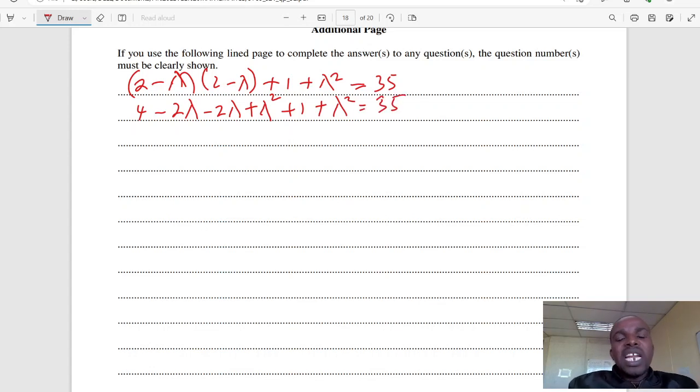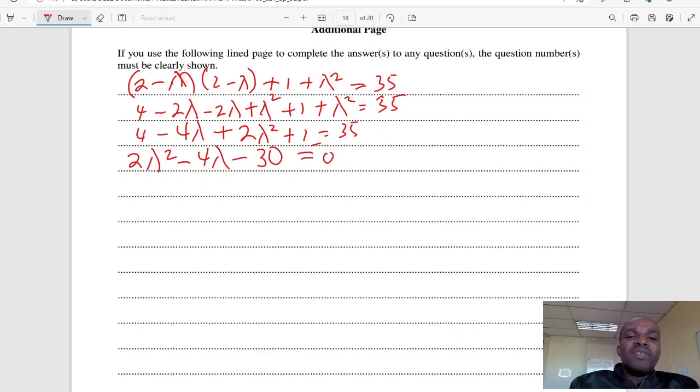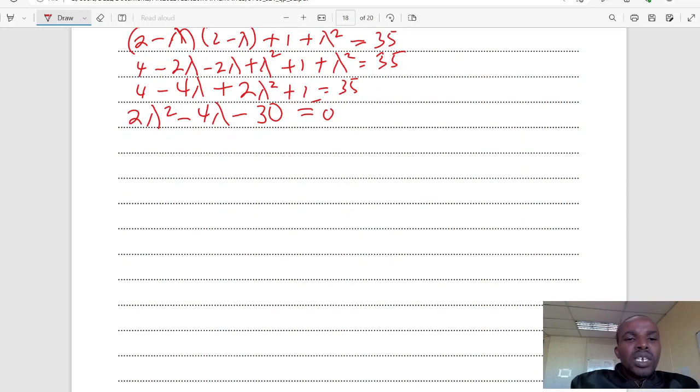Then minus 2 lambda and minus 2 lambda is actually minus 4 lambda. So it's 4 minus 4 lambda, then plus lambda squared and lambda squared is 2 lambda squared, then plus 1 is equal to 35. Then simplify this part. 4 plus 1 is 5. Let me start with 2 lambda squared, then minus 4 lambda, then 5, and from 35 it will be minus 30, equals 0. Then divide everything by 2. It will be lambda squared minus 2 lambda minus 15 equals 0.